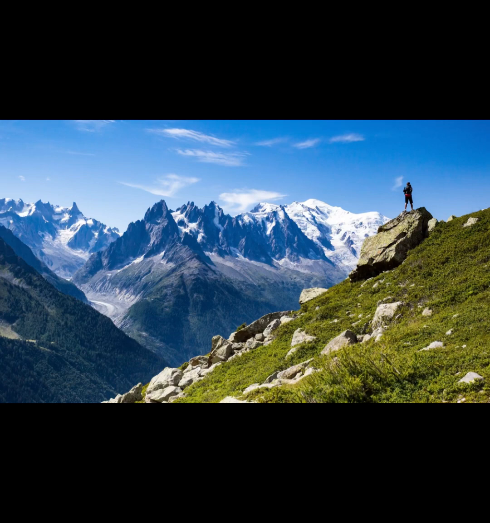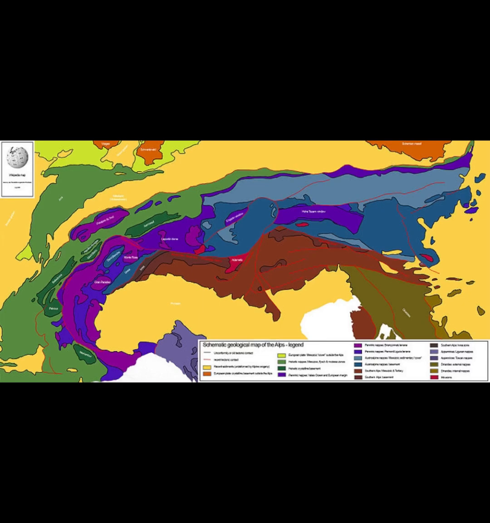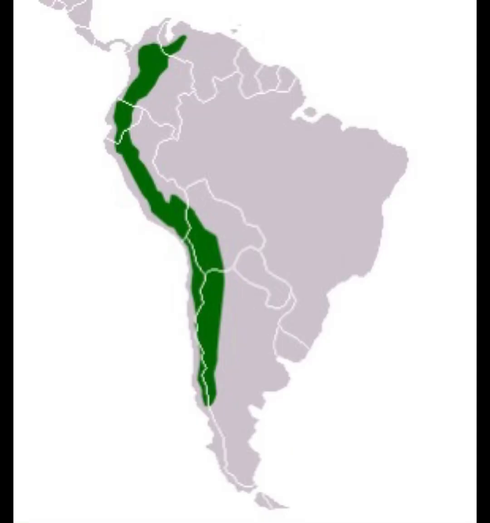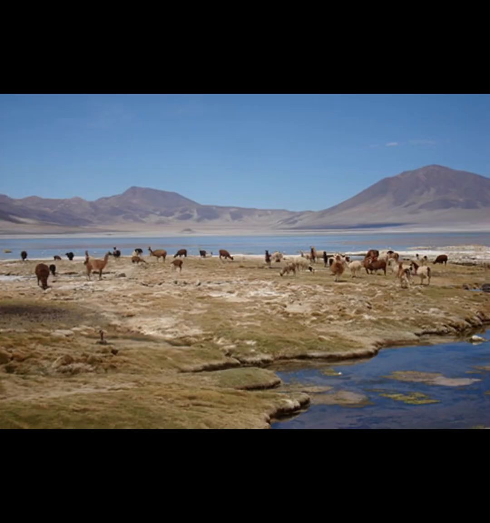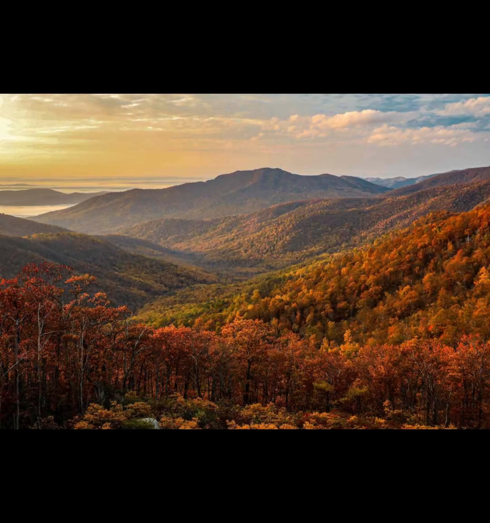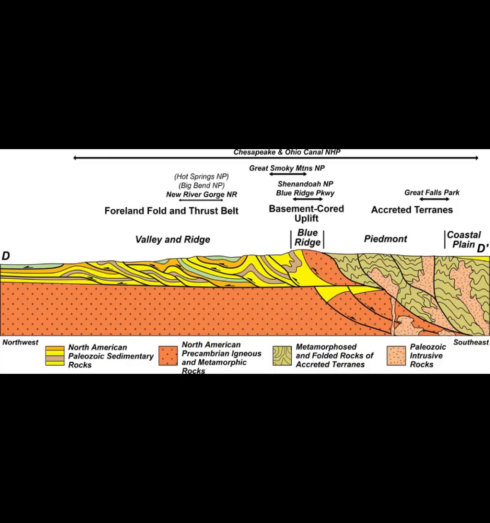Other examples include the Alps with the Eurasian plate and the African plate, the Andes with the South American plate and the Pacific plate, and the Appalachians with North American plate and Atlantic plate.